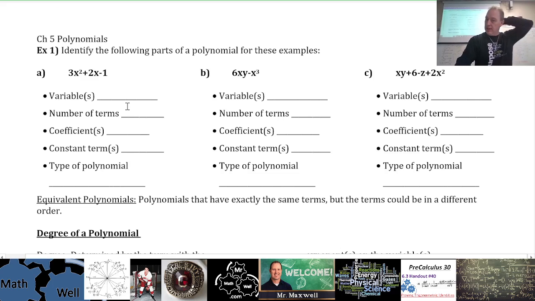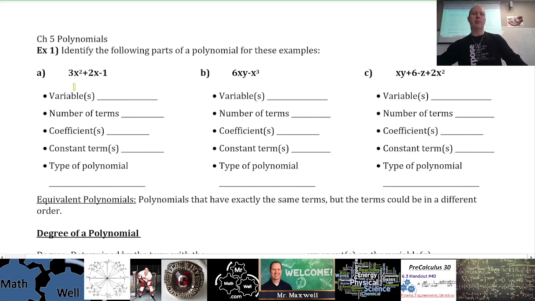All right, next page. Let's keep going. You guys are doing great here. Let's get some exercise here. So let's go through this and identify the following parts of these polynomials. Okay? So A, 3x squared plus 2x minus 1 is a polynomial. Okay, let's answer these questions.